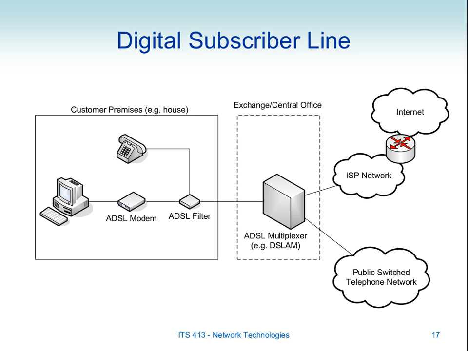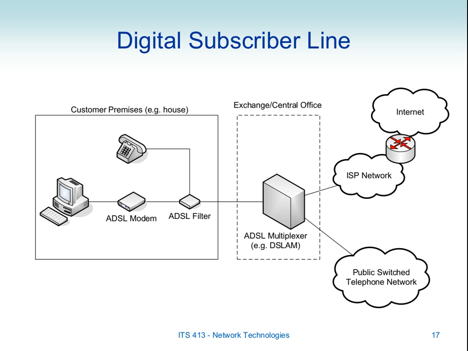Anyone have ADSL internet access in dorm or home? No one? Yes? Do you know how much it costs per month? 600 baht a month. And you know the speeds that you get? 13 megabits per second down. Downlink. And uplink, maybe about 1 megabit per second.